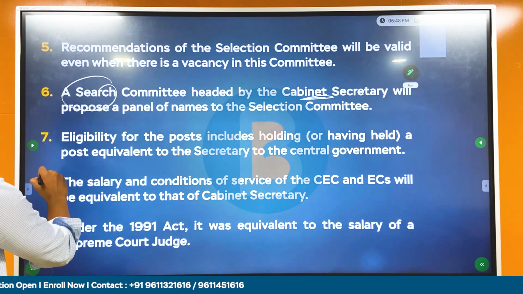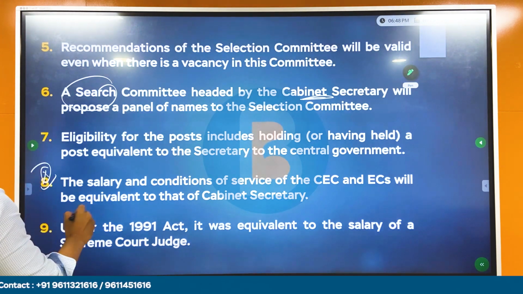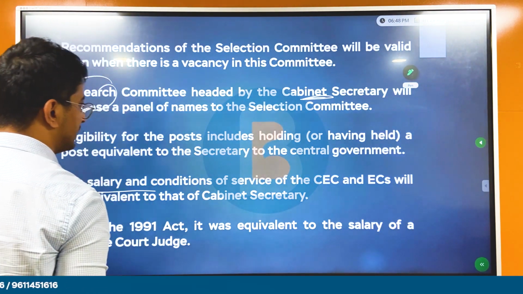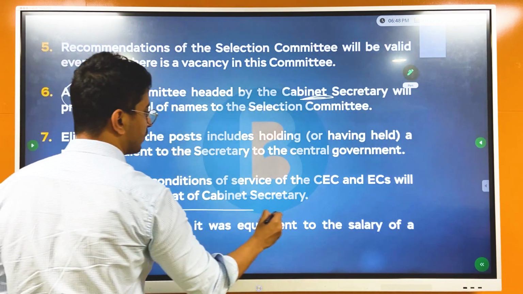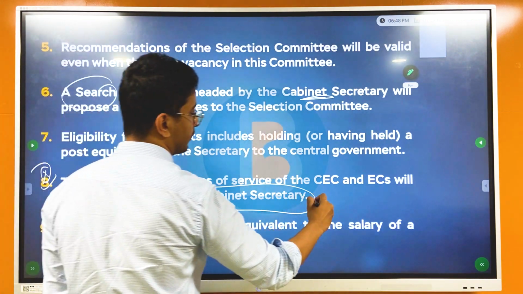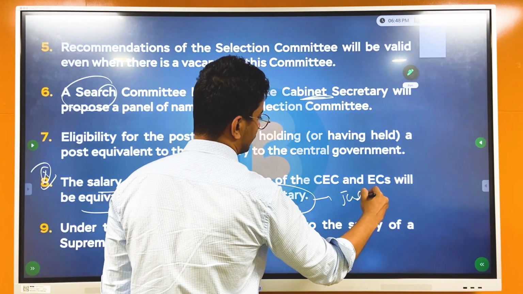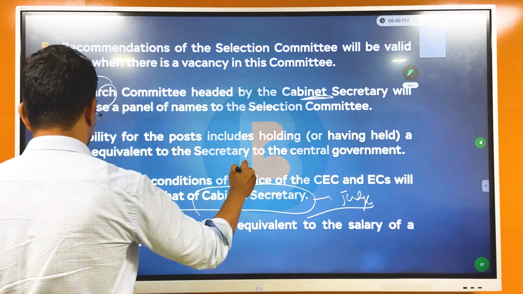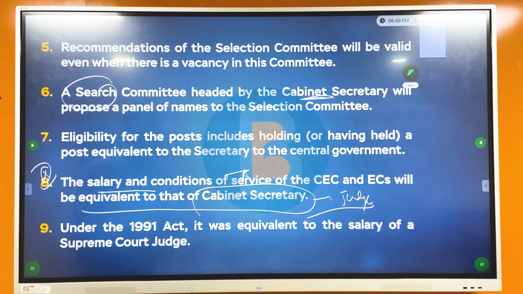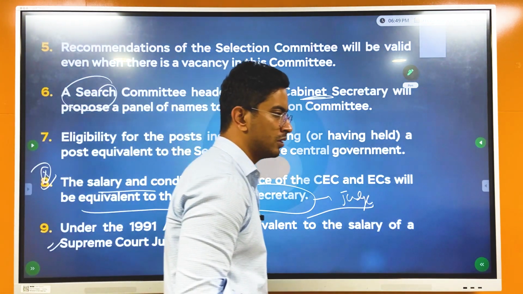This, they have changed it. Earlier this was not there. The salary and condition of service of CEC and EC will be equivalent to that of Cabinet Secretary. Earlier it was equivalent to judges. Now it is equivalent to Cabinet Secretary. See. So these are the changes what this bill has brought in.